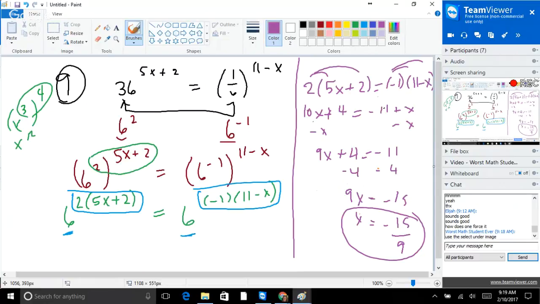Let's see. Oh yeah, negative 5 over 3. So simplify, right? Divide the top and the bottom by 3. Okay, so that's the whole concept for 3 through 11. You think you can use it? Cool. So the big idea is make the two bases the same, and then you can ignore the bases.